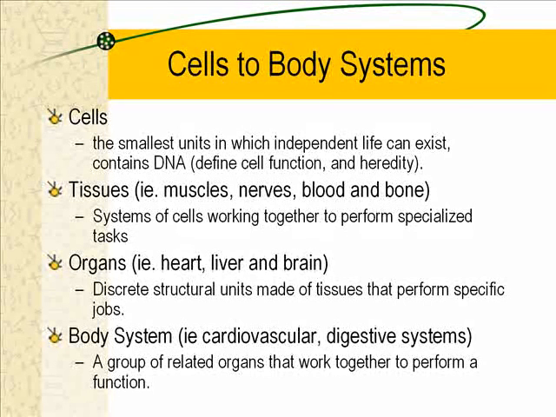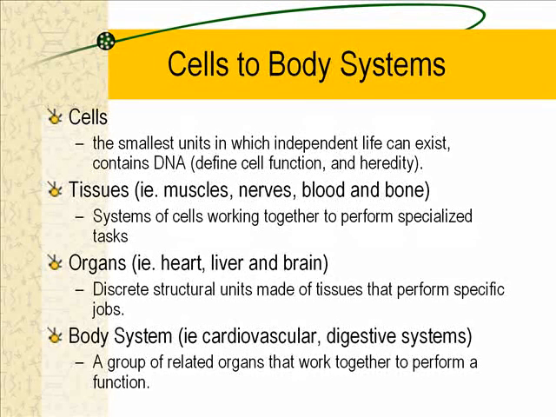So first we start with a cell, which is the smallest unit in which independent life can exist. It contains the DNA, which is the defining of the cell's function. That comes from our heredity, whatever our mother and father passed along to us. Certain groups of cells work together to perform specialized tasks. Those groups of cells we call tissues, such as muscle tissue, blood tissue, bone, etc.